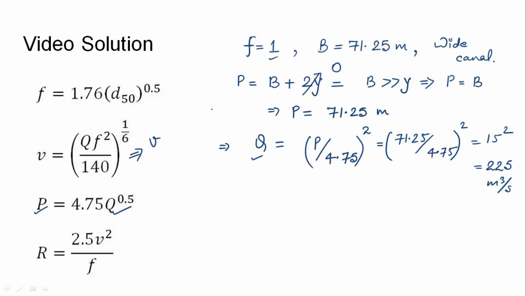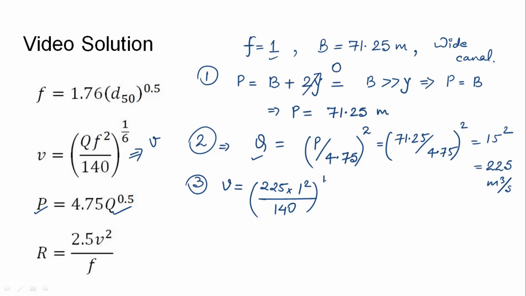So the first step was the determination of wetted perimeter. The second step was the determination of discharge. Now we will go through the third step, that is determination of the velocity of flow. So Q is 225 into silt factor 1 divided by 140, raised to the power 1 over 6. This would give the velocity as 1.08 meters per second.